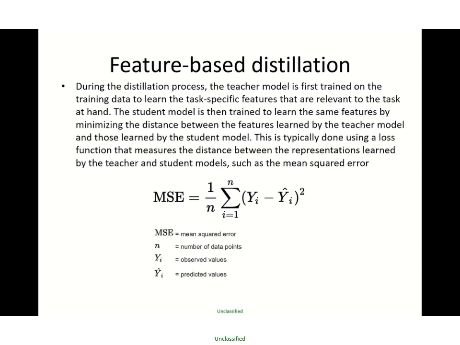The feature-based knowledge distillation type also comes with some limitations, whereby the technique can be more computationally expensive than other types of knowledge distillation, as it requires extracting the internal representations from the teacher model at each iteration or at each layer in the neural network.